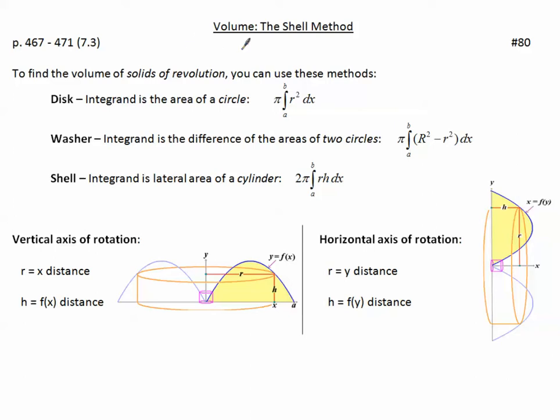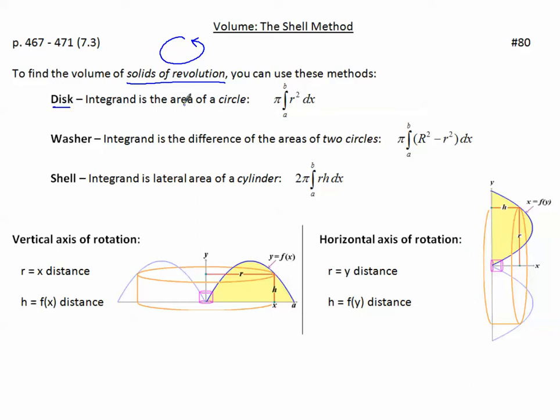In this section, we're going to examine the method of finding volume of solids of revolution called the shell method. To find the volume of solids of revolution, remember those are ones that we get by spinning a region around an axis or revolving a region around an axis, you can use a variety of methods. We've already studied the disk and the washer method.